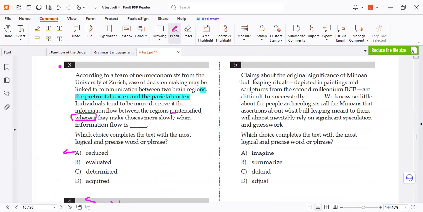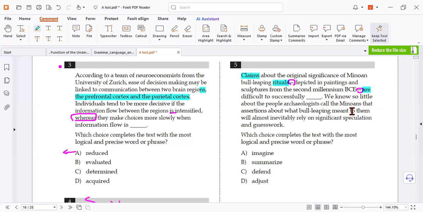Look, claims about, dash dash. What is that explanation to something mentioned before? It tells you what "rich" means, if you don't know. So claims are difficult to, I don't know. The following explanation tells why it's difficult: we know so little about it. So that is the reason.